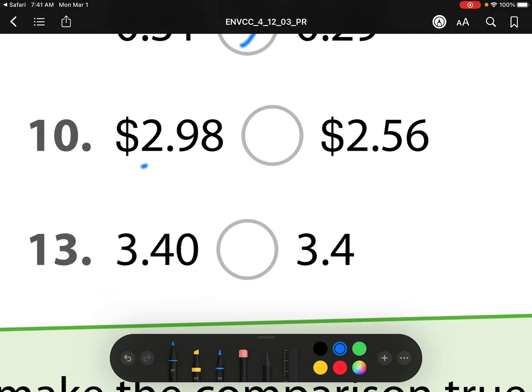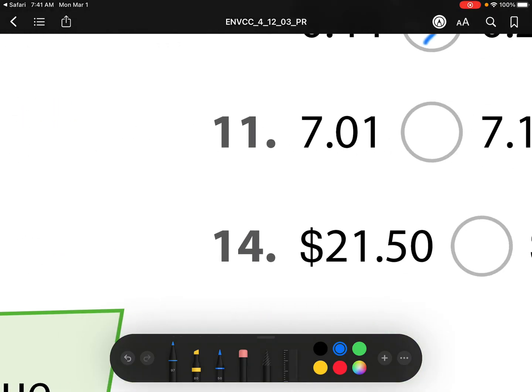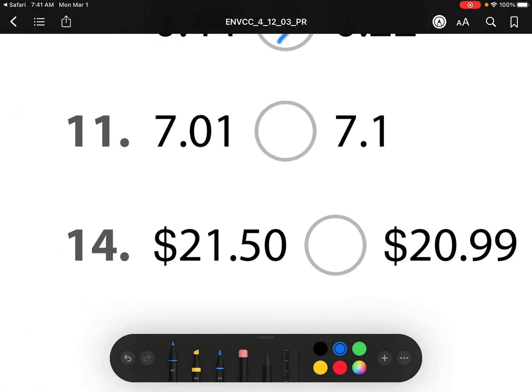This next one, lined up with money. Always line up those decimals, and now remember, we always start on the left, the biggest place value. $2 is the same as $2, so now we go to the next place value. 9 dimes is bigger than 5 dimes, so this is going to be a greater than. 9 is bigger than 5. 298 is bigger than 256.